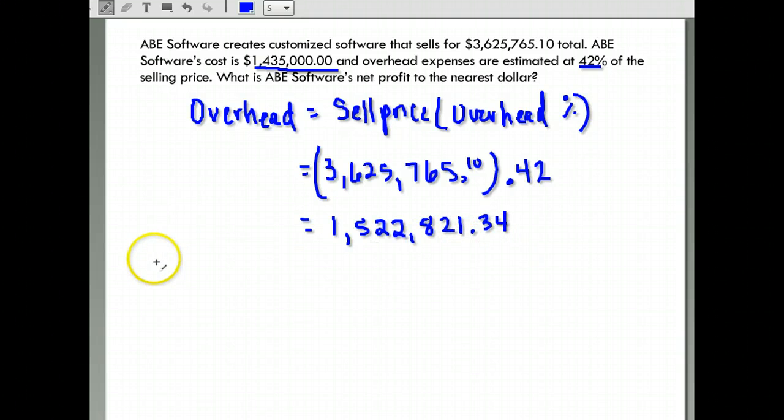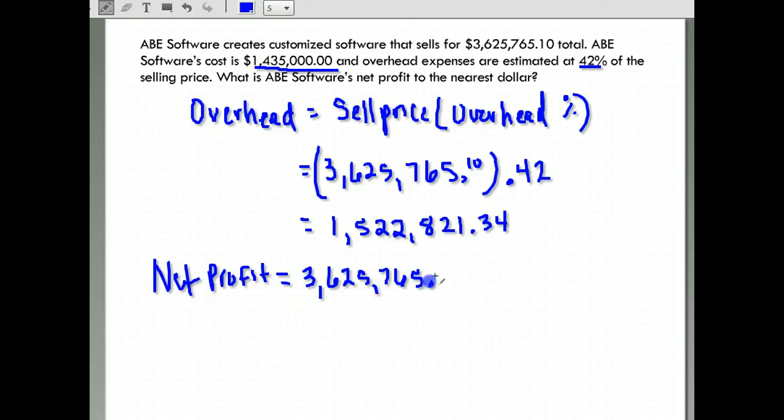Okay, we need to find the net profit. Remember our net profit, we take the selling price, which was again $3,625,765.10. We need to subtract the costs. The cost to them again was $1,435,000. And we need to subtract the overhead. So that 1 million, I'm just going to draw an arrow because I'm out of room here, the $1,522,821.34. We do that and we will have our net profit.